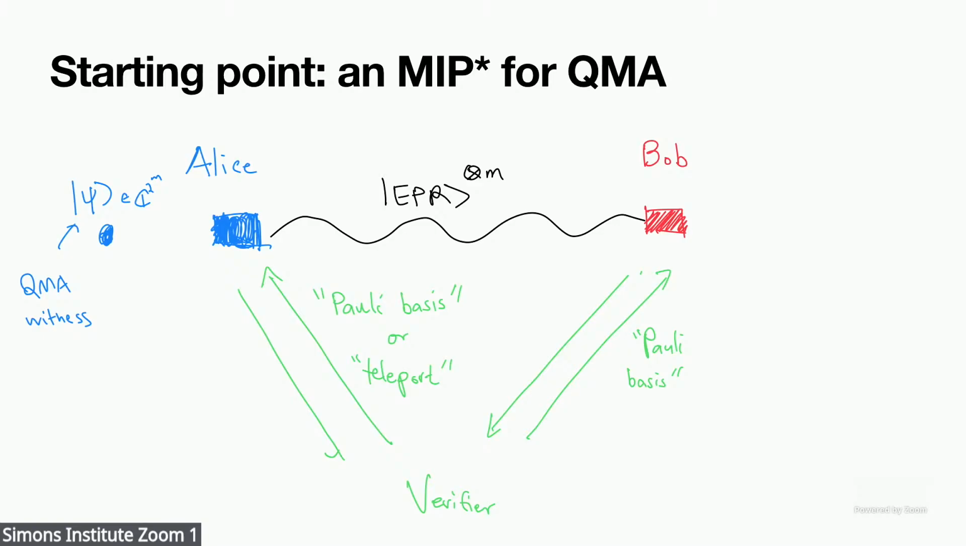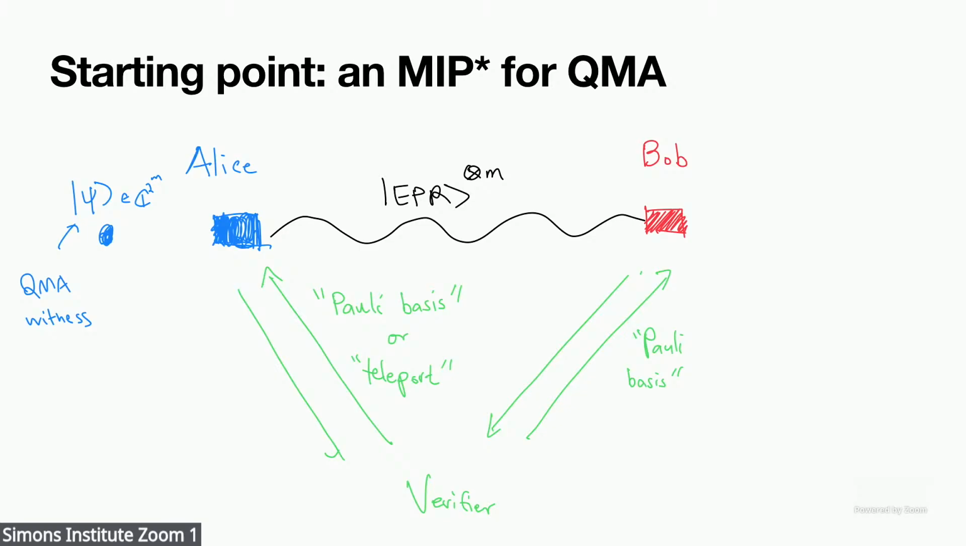So I should have written on the slide as well, this is going to be the Grilo 2017 protocol. So how does this protocol work? Well, it's an MIP star, so there are two provers. They share some entangled state. In this case, the honest entangled state is some polynomial number of EPR pairs. And in addition, Alice is going to hold in her private register a copy of the QMA witness, or maybe some multiple of copies.